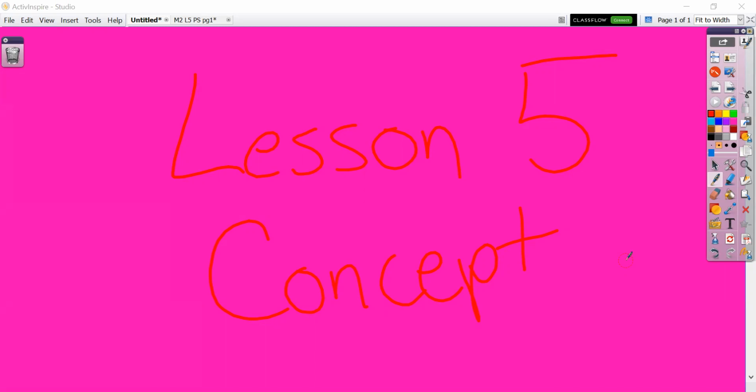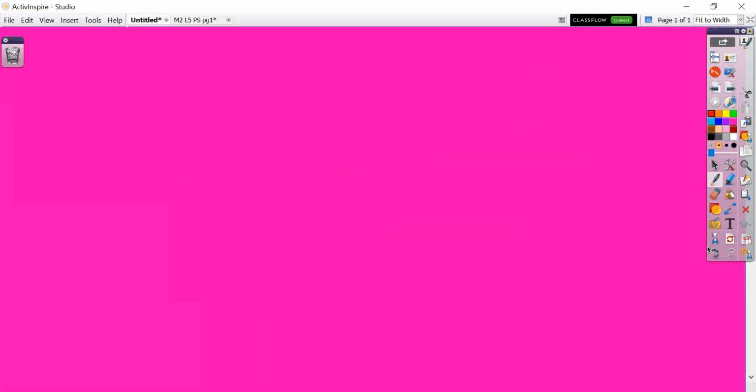So today we're going to be working on multi-digit multiplication, and we're going to be using the tape diagram and the area model to help us shift into the standard algorithm. So let's go ahead and start practicing some math problems.